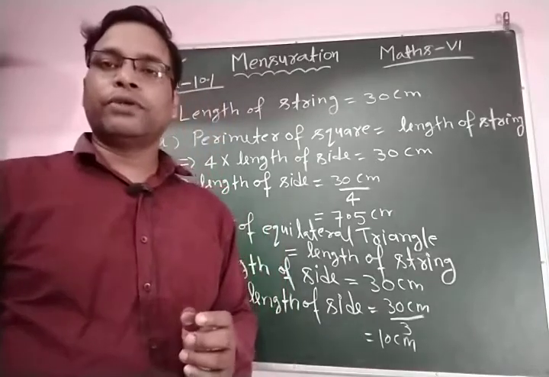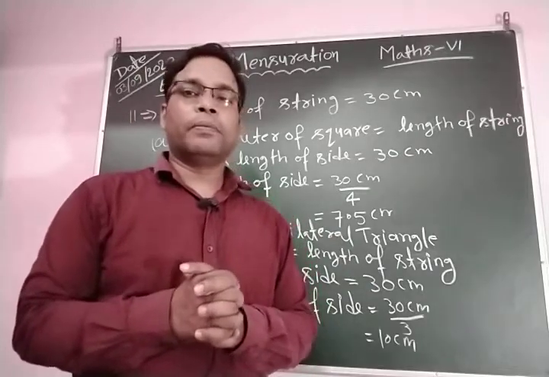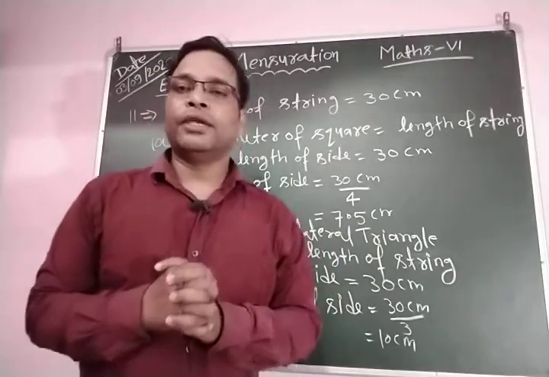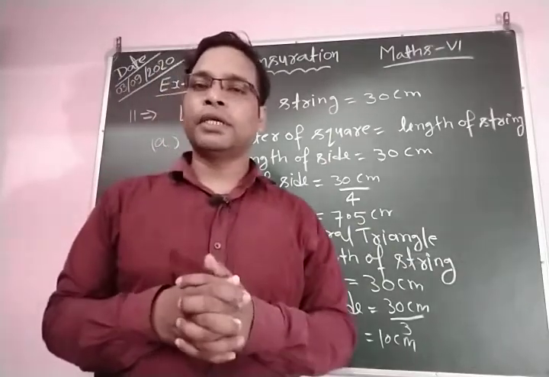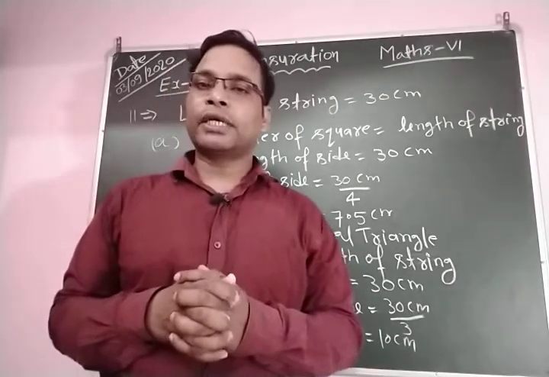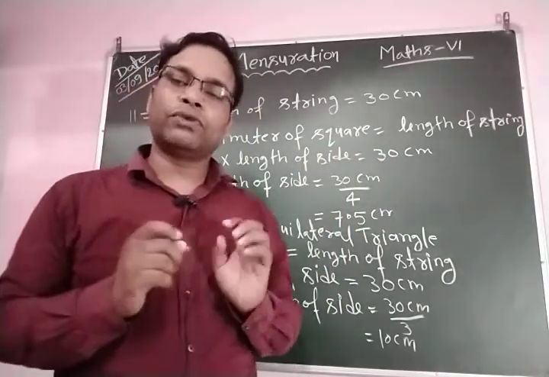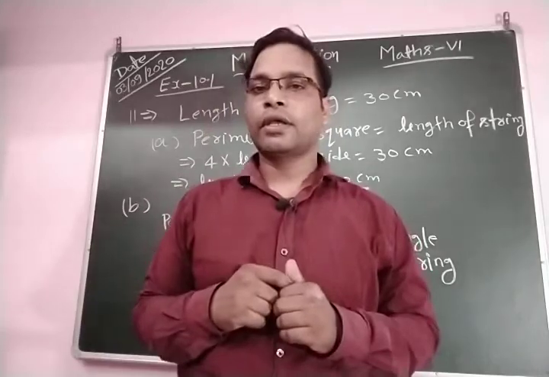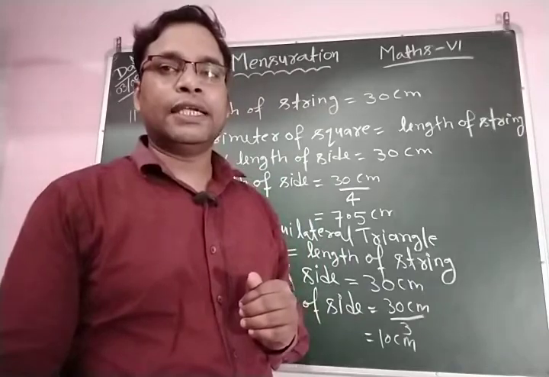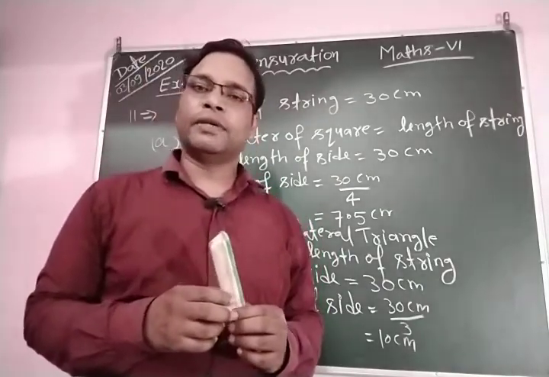Now we need to find again, we form a regular hexagon by this string. The length of string is 30 centimeters, and you know very well the number of sides of regular hexagon is 6. Okay, so what is the perimeter of regular hexagon? Perimeter of regular hexagon is equal to 30 centimeters, because we use this string to form regular hexagon. Okay, now we need to find the side of regular hexagon. In the case of regular, you know very well each side is equal.